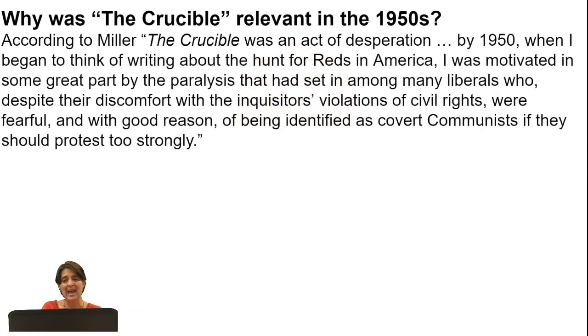So why else is The Crucible relevant in the 1950s? According to Miller, The Crucible was an act of desperation. "By 1950, when I began to think of writing about the hunt for Reds in America, I was motivated in some great part by the paralysis that had set in among many liberals who, despite their discomfort with the Inquisitors' violation of civil rights, were fearful, and with good reason, of being identified as covert communists if they should protest too strongly." So he felt he had to protest, but the only way he could do it was under the cover of an allegory.